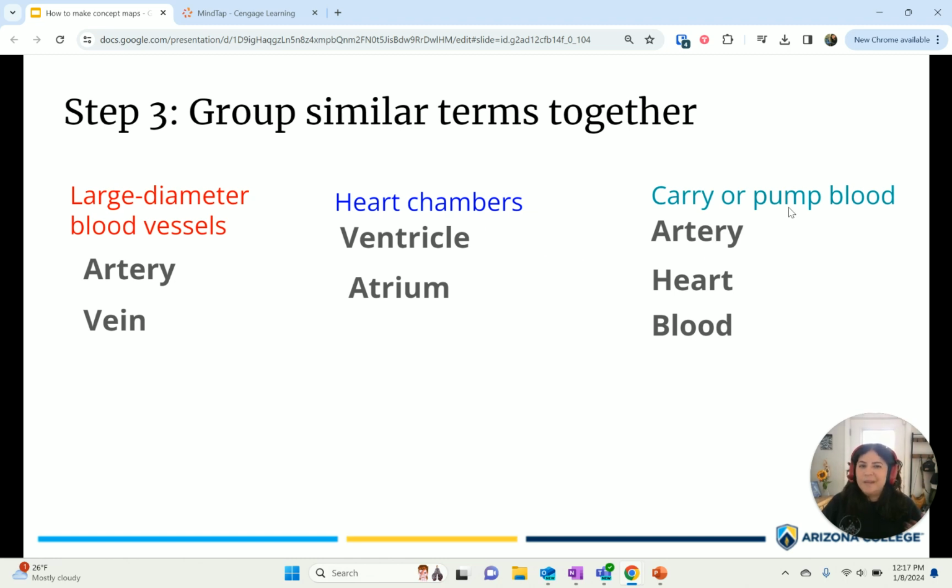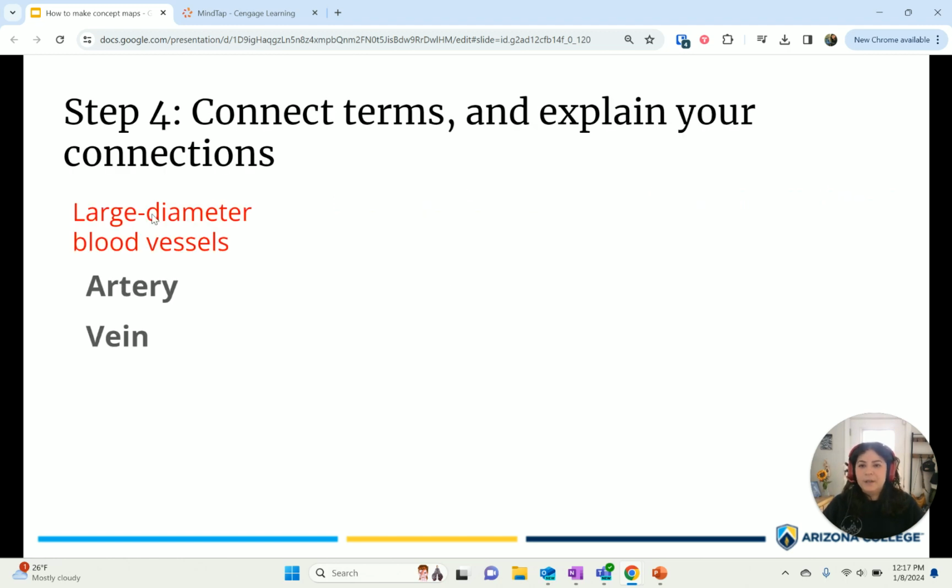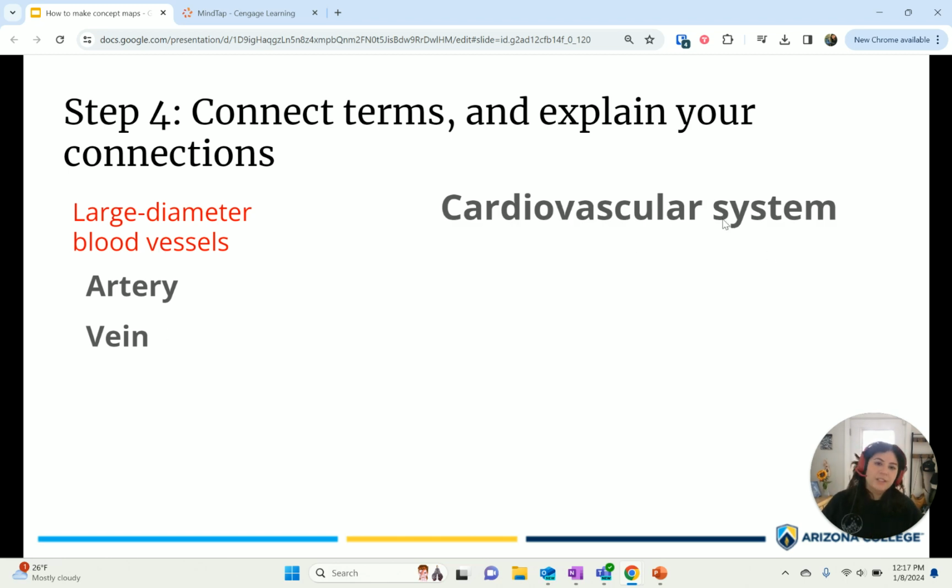Okay, so now that we have that, we can actually start to draw connections between those terms and make our concept map. So let's go ahead and start with large diameter blood vessels, like that first little grouping, and start to make our map. So as a reminder, this concept map is about the cardiovascular system, so I'm going to include that on my map. You don't have to, but I think it's going to help with making this map.